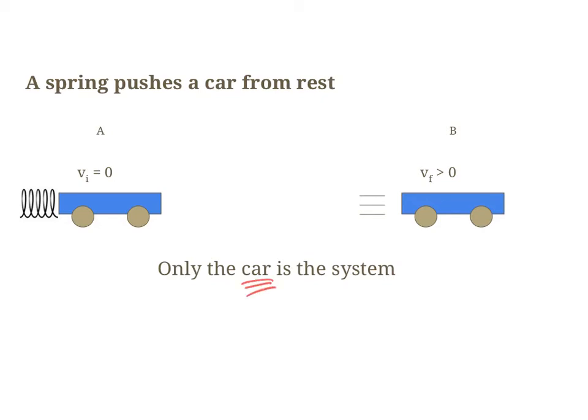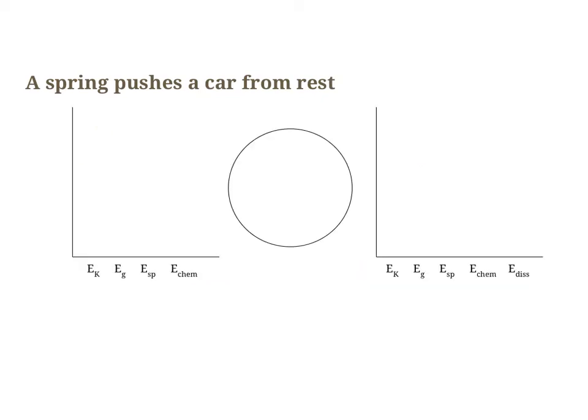This is different than before, in which case I would have said that the car and the spring are the system. So we need to really focus on what the car is doing. So initially, at position A, the velocity is equal to 0, and at position B, the final velocity is greater than 0. If we were to draw an energy bar chart to represent that, the car initially had no energy, and here's my system. And finally, at position B, the car had only kinetic energy.